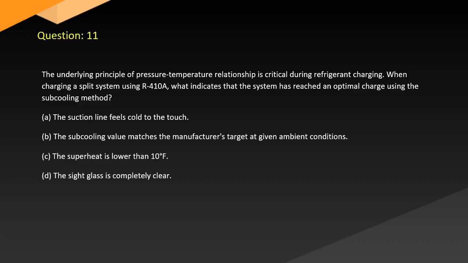Question 11. The underlying principle of the pressure-temperature relationship is critical during refrigerant charging. When charging a split system using R-410A, what indicates that the system has reached an optimal charge using the subcooling method? A. The suction line feels cold to the touch. B. The subcooling value matches the manufacturer's target at given ambient conditions. C. The superheat is lower than 10 degrees. D. The sight glass is completely clear.